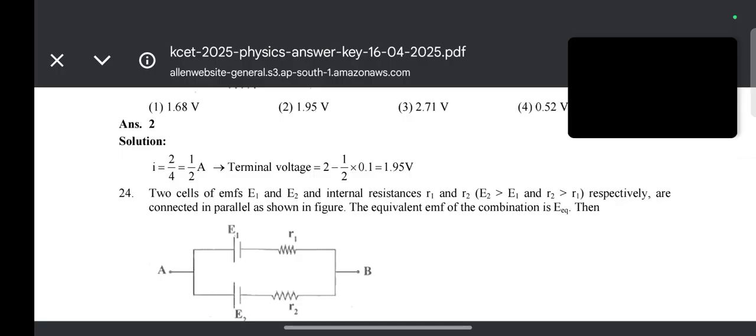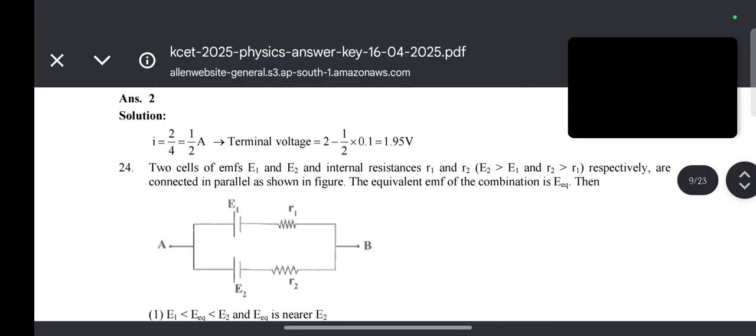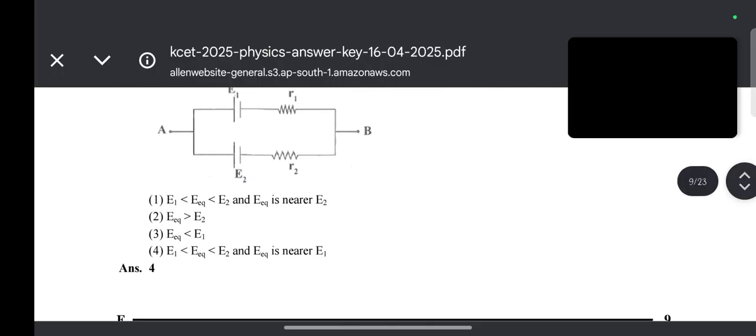Next question: two cells of EMF E1, E2 and internal resistance R1 and R2 respectively are connected in parallel as shown in the figure. So the equivalent EMF of the combination is EEQ. First option: E1 is less than EEQ, less than E2, and EEQ is nearest to E2. EEQ is greater than E2, EEQ is lesser than E1. E1 is lesser than EEQ, lesser than E2, and EEQ is nearer to E1.